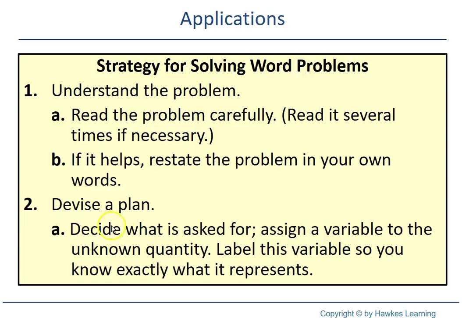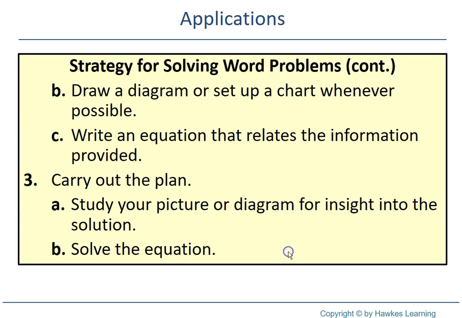Devise the plan. Now, what you want to do is define a variable to the thing you know nothing about. And then, using that variable maybe to define other things. And label these to a degree. Now, another good deal is to draw a diagram or set up a chart. We've done a little bit of this before. Then you write an equation that relates the information provided.